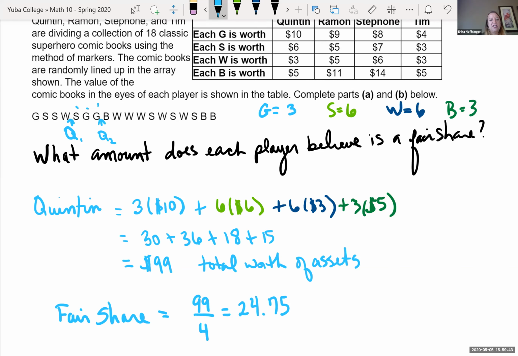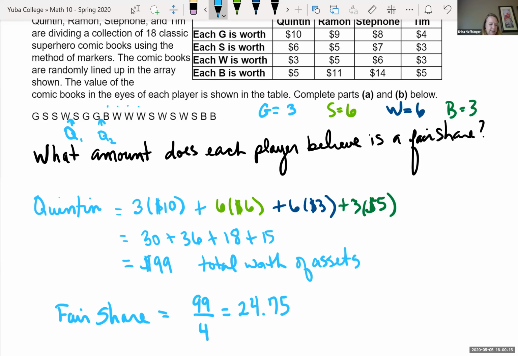And so summing now, B would be the first book in round 2 for Quentin. That's $5. I'm just gonna make marks so I know which ones I got. Plus W, which is $3. Plus W, which is $3. Plus W, which is another $3. So far, I'm only up to $14.